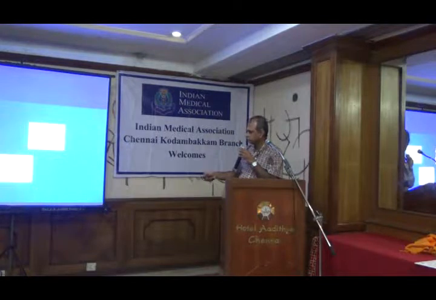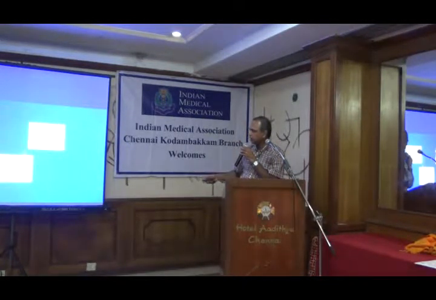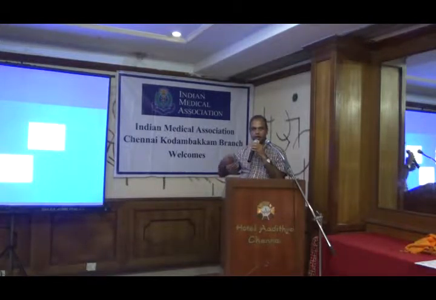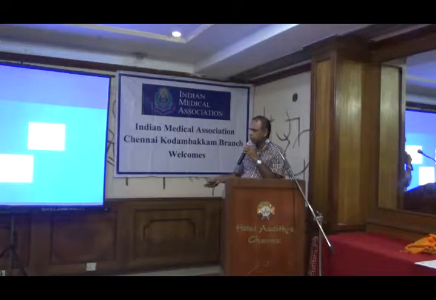So this is another example where in the peripheral smear you don't see any platelets. One giant platelet you see here, a big platelet, and the bone marrow shows a lot of megakaryocytes. So this is typical immune thrombocytopenia. The marrow is trying to churn out both megakaryocytes and platelets, and the end platelet is very big, just like the end red cell, which is a reticulocyte, which is quite big.